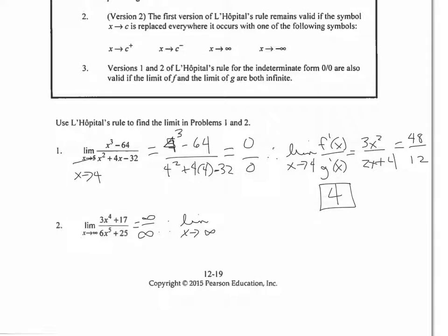What's going to be my derivative in the numerator? 12x to the 3rd, right? And then the derivative of 17 is 0. Over. My denominator becomes what? And if I try to sub in, am I still going to have infinity over infinity? Let's go again. All right, take the derivative of the numerator. What are you going to get?